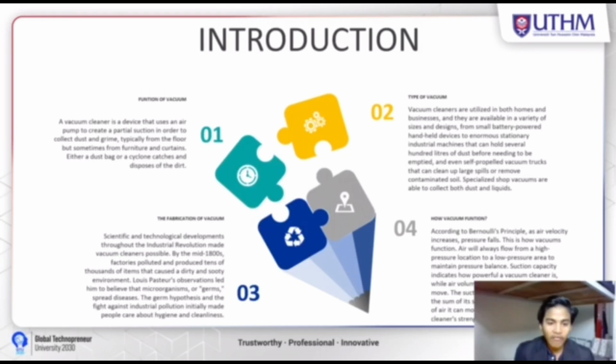In the fabrication of vacuums, scientific and technological development throughout the Industrial Revolution made vacuum cleaners possible. By the mid-1800s, factories polluted and produced tens of thousands of items that caused a dirty and sooty environment. Louis Pasteur's observation led him to believe that microorganisms or germs spread disease. The germ hypothesis and the fight against industrial pollution initially made people care about hygiene and cleanliness.